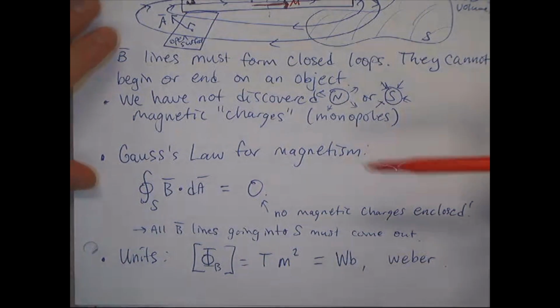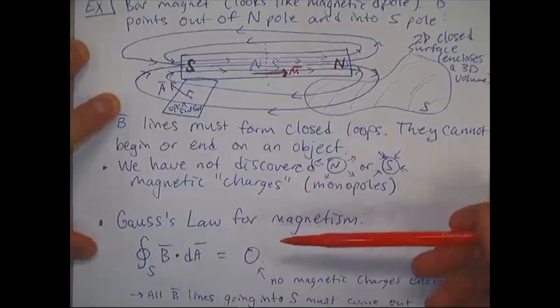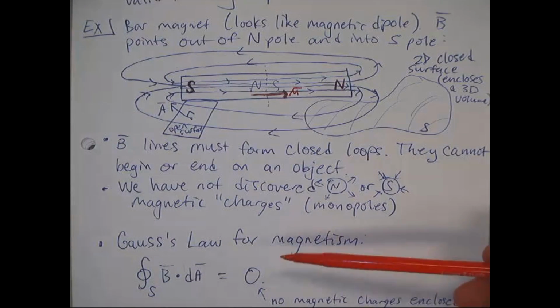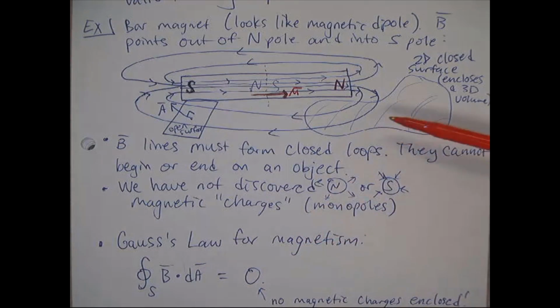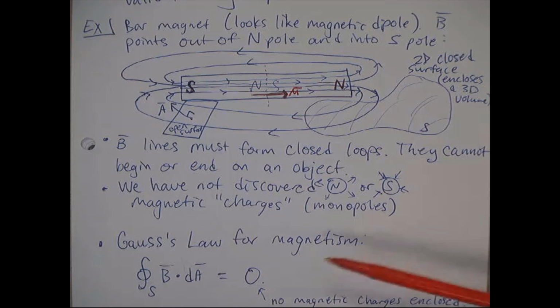So the takeaway here is that Gauss's law for magnetism is more straightforward. It is as if you were doing Gauss's law for the electric field and there were no enclosed charges.